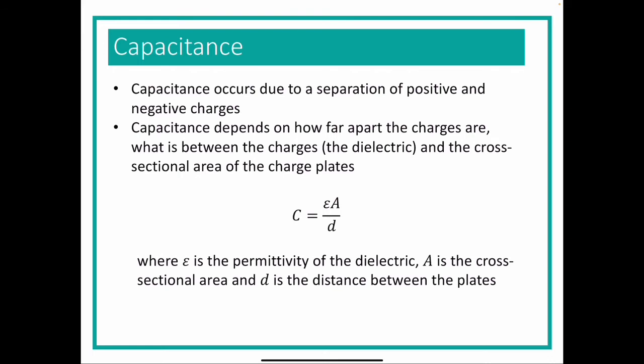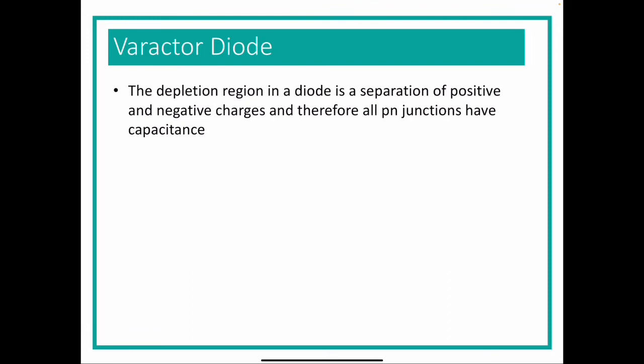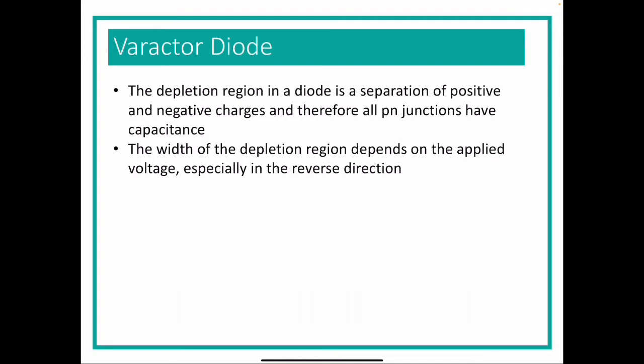So the dielectric, what's between the charges, has a permittivity that's just part of its nature. And then we have the cross-sectional area, it's directly associated, and then you'll notice the distance between the plates is inversely proportional to the capacitance. So as the distance increases, the capacitance would go down. In the depletion region in a diode, that is a separation of positive and negative charges. So all PN junctions have some kind of capacitance associated with them. If you apply a voltage, you can change the width of the depletion region, especially in the reverse direction. So as you apply more voltage, the depletion region will just continue to get wider and wider.